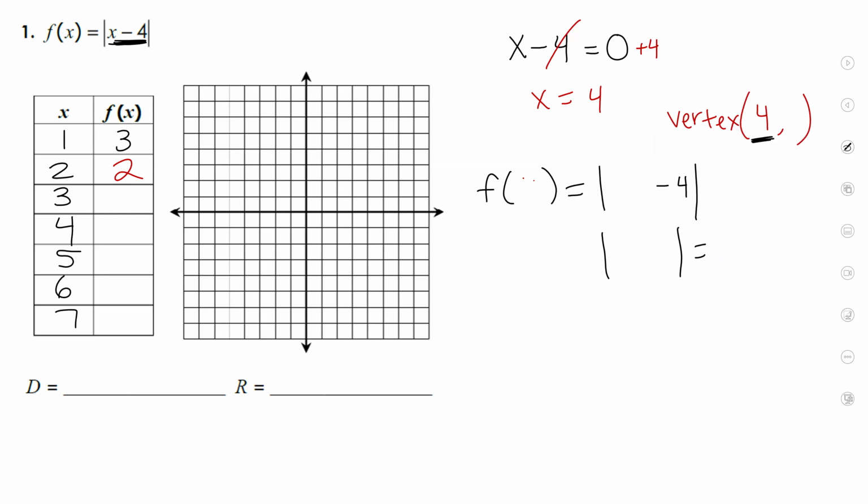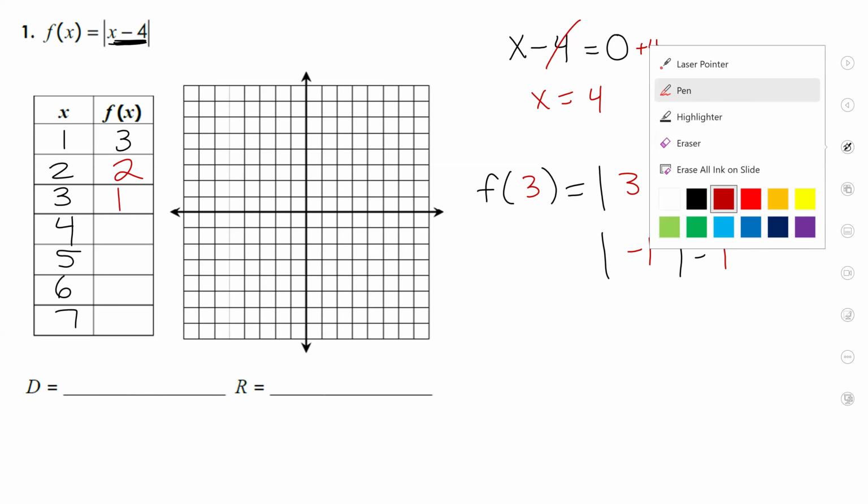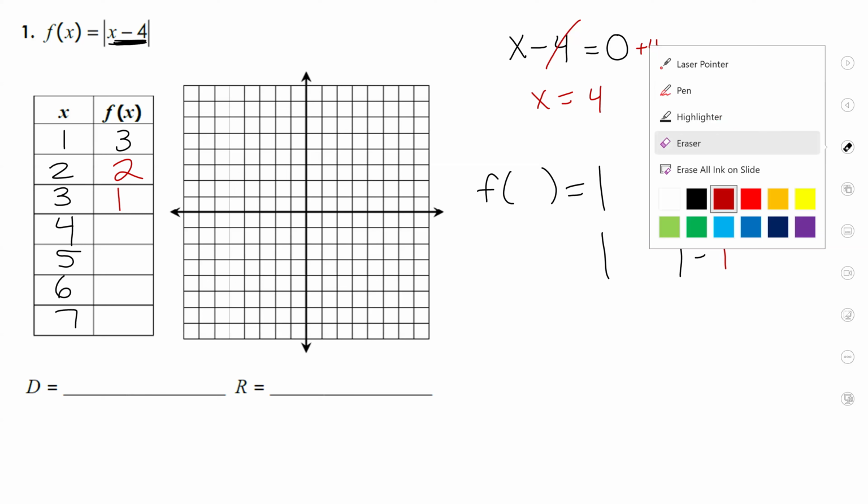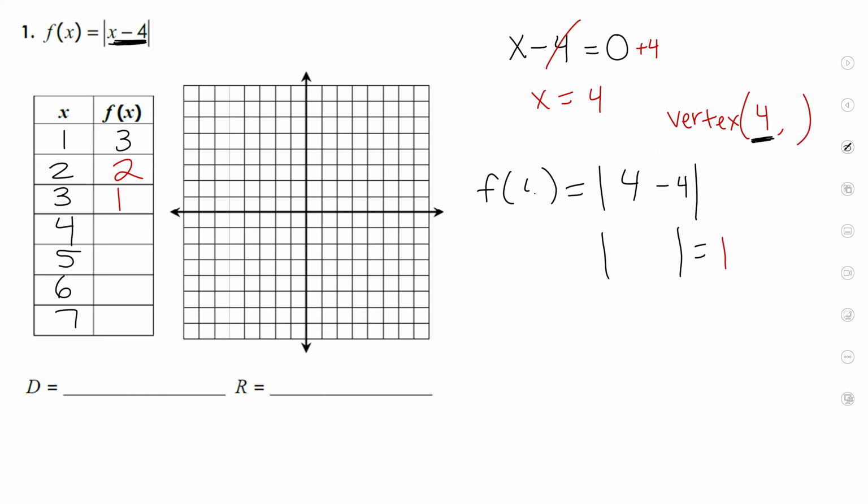Plug in a 3. What do we get? Negative 1, but the absolute value of negative 1 is 1. So we get a 1. What happens when I plug in a 4? You just get 0. You plug in a 4, you get 0.